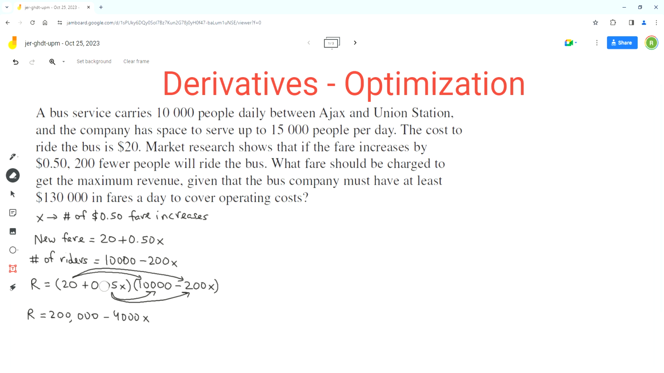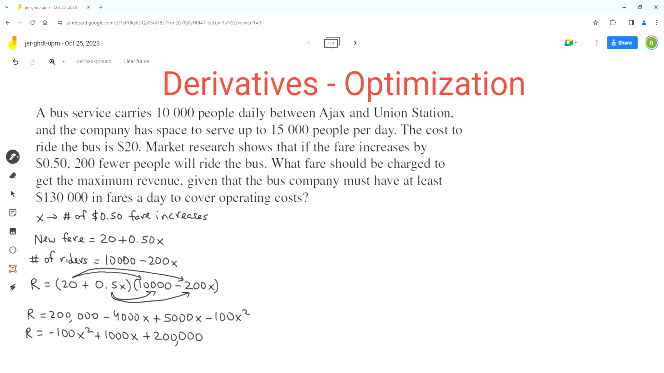Sorry, I wrote this wrong. Plus 0.5x times 10,000 is plus 5,000x, and then 0.5x times negative 200x will be negative 100x squared. We can rearrange the terms and combine like terms. So negative 100x squared plus 1,000x plus 200,000. So this is the revenue function.